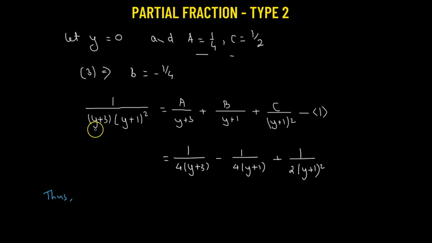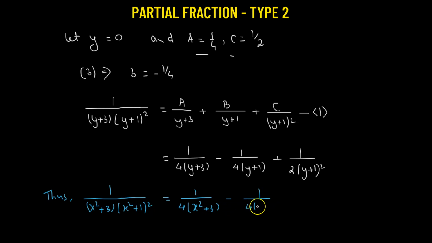Now we have to replace y back with x squared. So we have 1 over x squared plus 3 times x squared plus 1 whole squared. This will be equal to 1 over 4 times y plus 3, and replacing y with x squared, we have x squared plus 3, minus 1 over 4 times x squared plus 1. And the third partial fraction will be 1 over 2 times x squared plus 1 whole squared. So this is going to be our final result. We have successfully resolved the given rational fraction into its constituent partial fractions.